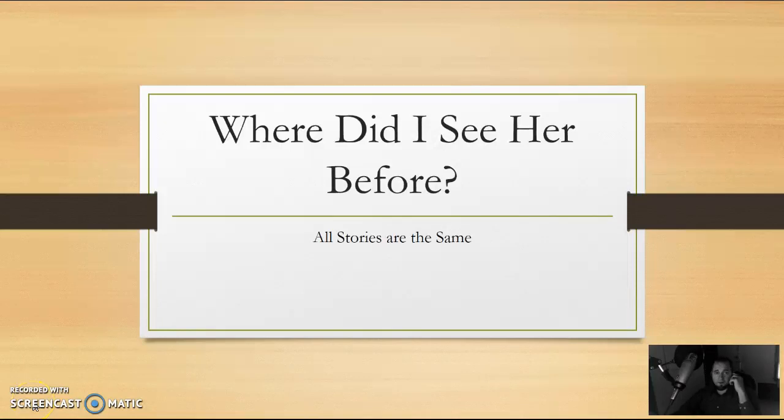So today we're talking about the chapter in How to Read Literature Like a Professor that's entitled, Where Did I See Her Before? The general idea is that all stories are the same, and when we're reading literature, we want to be very aware and cognizant of the fact that there are certain patterns, not just in storytelling, but in plot, in character design, in all of these things. And we want to train ourselves to be aware of when we start recognizing different pieces coming up within the stories or the poetry that we're reading, so that we can recognize and understand the influences that might exist there.